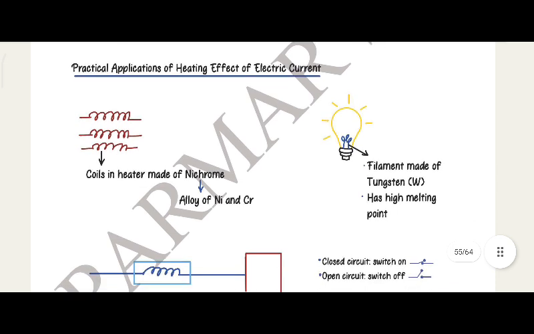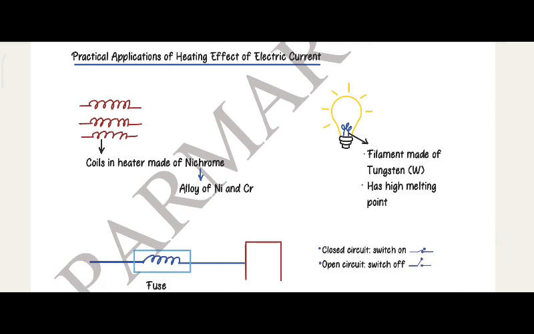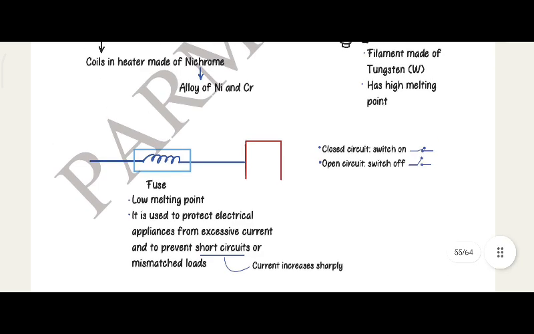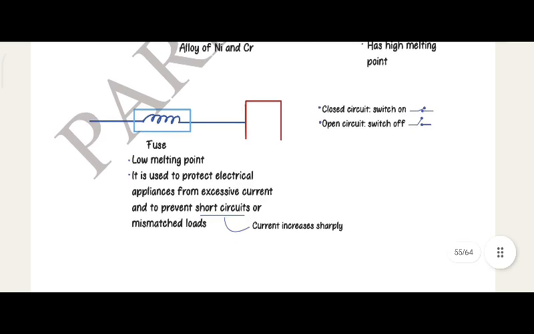Practical applications of the heating effect of electric current. Coils in a heater are made of nichrome, an alloy of nickel and chromium. Filament is made of tungsten, W, which has a high melting point. Fuse has a low melting point. It is used to protect electrical appliances from excessive current and to prevent short circuits or mismatched loads. In short circuits, current increases sharply. Closed circuit, switch on. Open circuit, switch off.